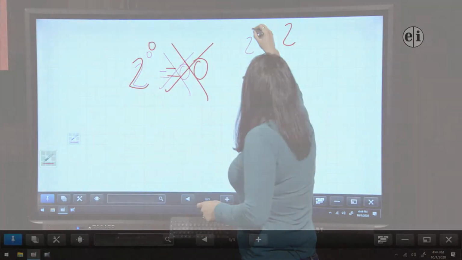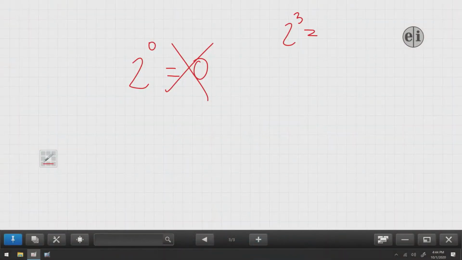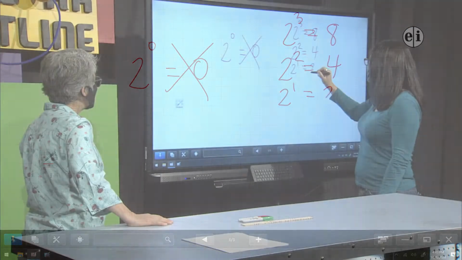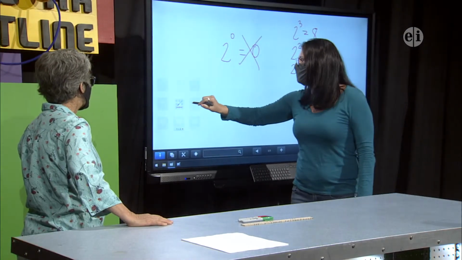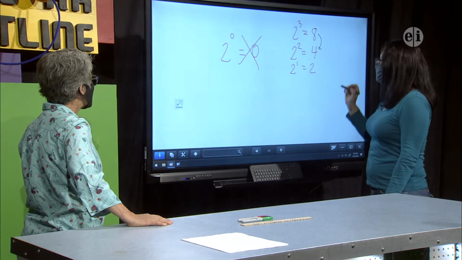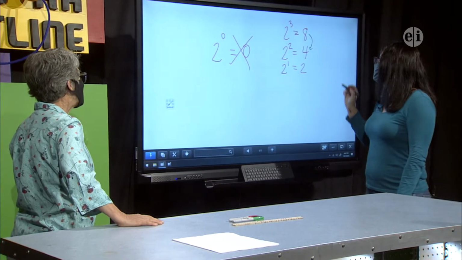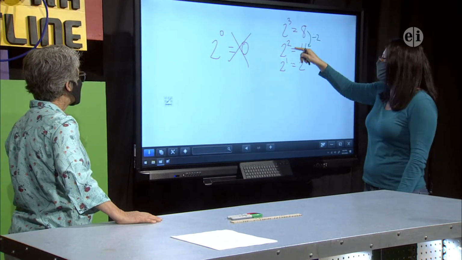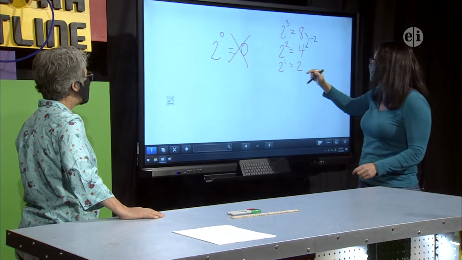So if we have, I'll have you start with it. 2 to the third. For real answers, if you can. 2 times 2 times 2 is 8. 2 squared is 4. 2 to the first power is 2. So what am I doing to get from 8 to 4? Dividing by 2. One less copy of 2 that I'm multiplying, right?